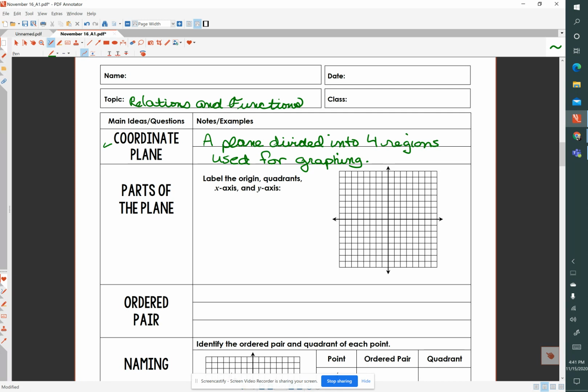So we are asked to label the origin, the quadrants, the x-axis, and the y-axis. So the origin is right here in the middle. Put an arrow to that. That's the origin, which is point 0, 0. The x-axis I've just made in green. That's our x-axis. I think I need to change some colors here to make this clear. Here's our y-axis, which is vertical.